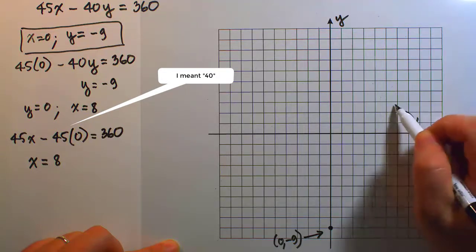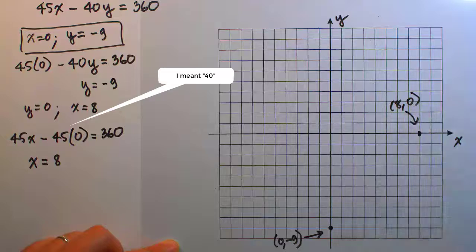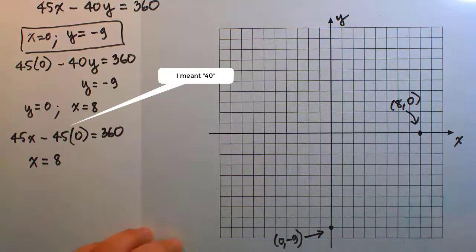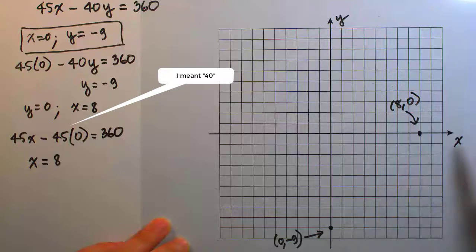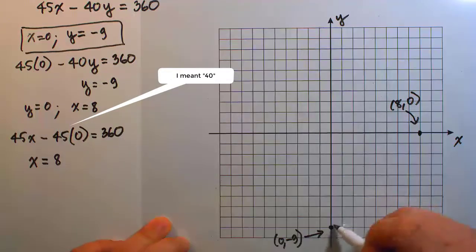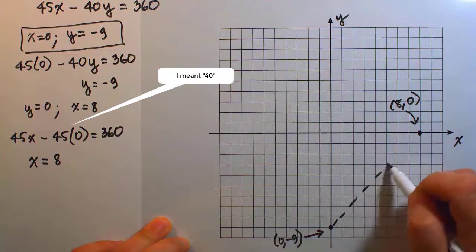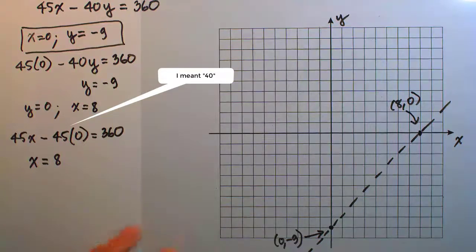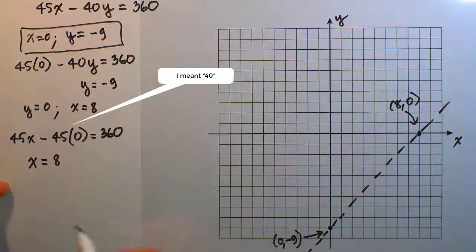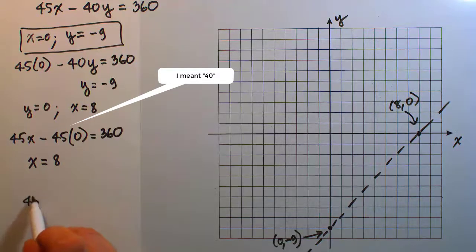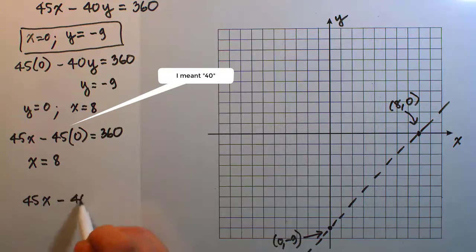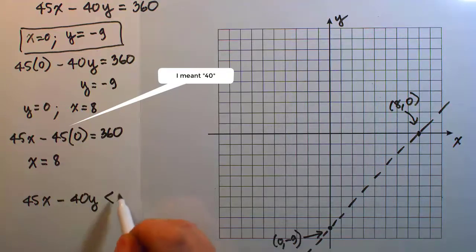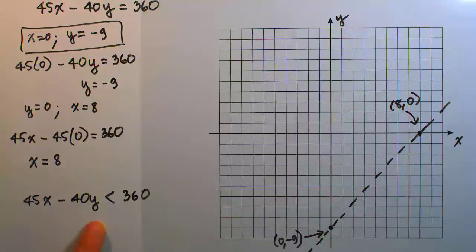Eight comma 0. And so now it's just a matter of connecting the 2 points here as a line. So I'm trying to do my best to make the line really land into the 2 points right here. And so why am I using a dotted line in this case? So remind yourself that the original inequality was 45x minus 40y being less than 360. So the original inequality was an inequality without equal signs.